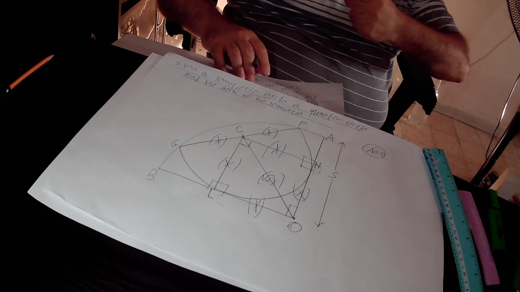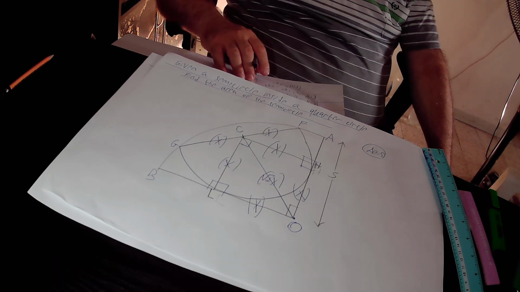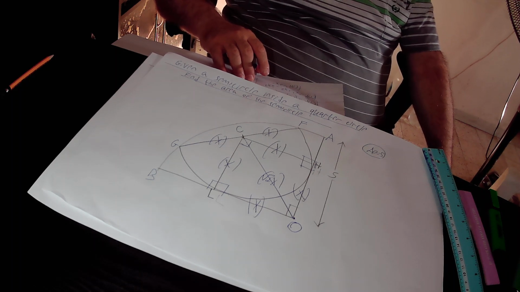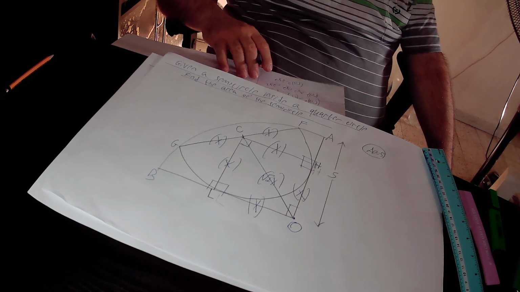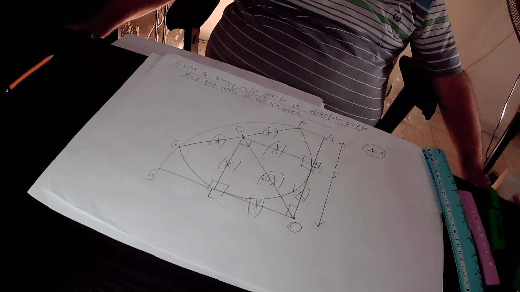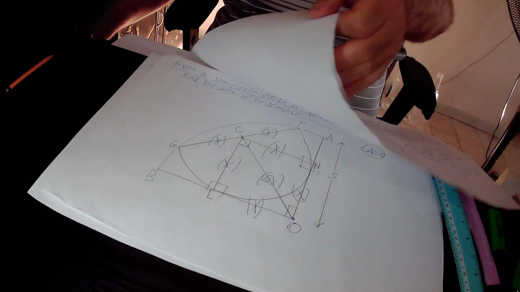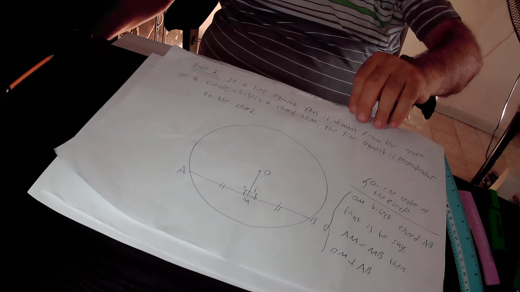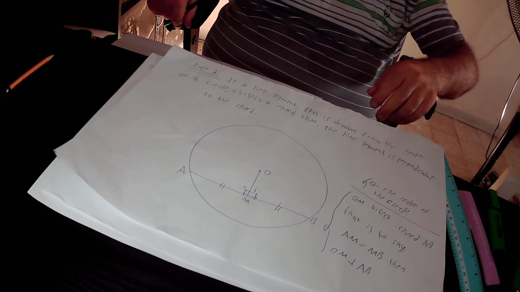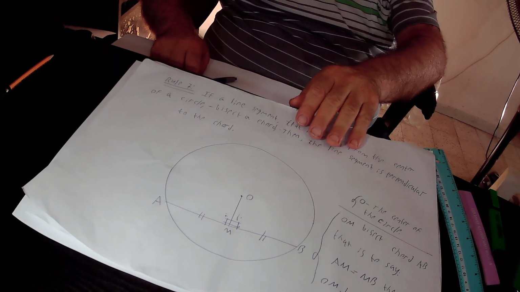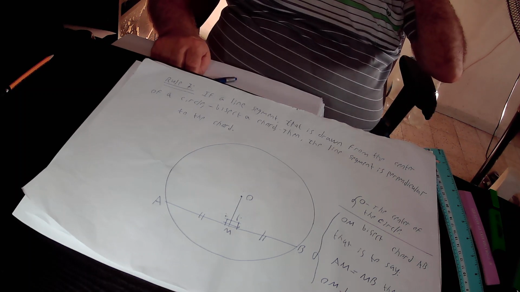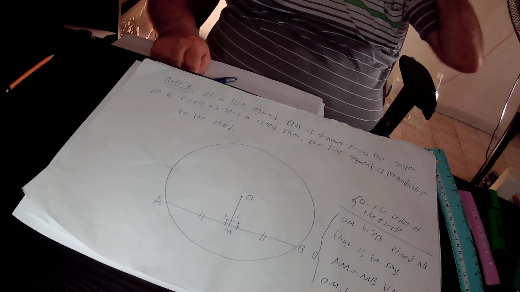And whenever you have a line segment that is drawn from the center of the circle and bisects the chord, you can implement rule 7. According to rule 7, if a line segment that is drawn from the center of the circle bisects the chord, then that line segment will also be perpendicular to the chord.